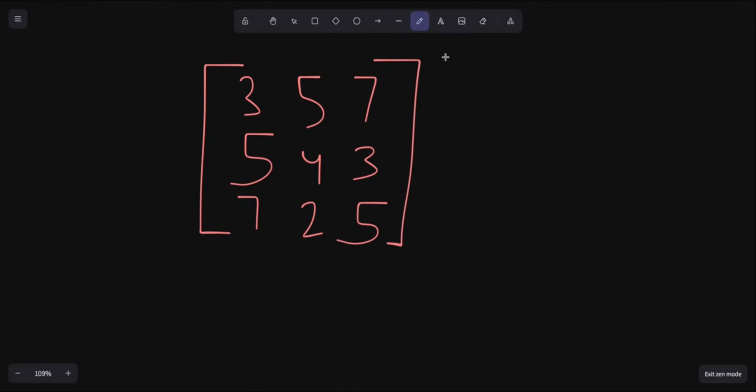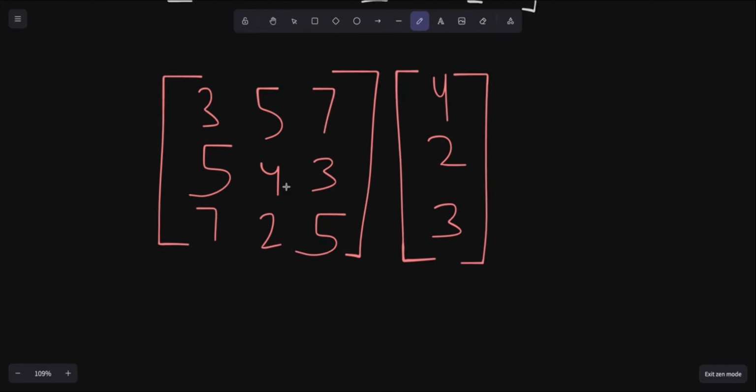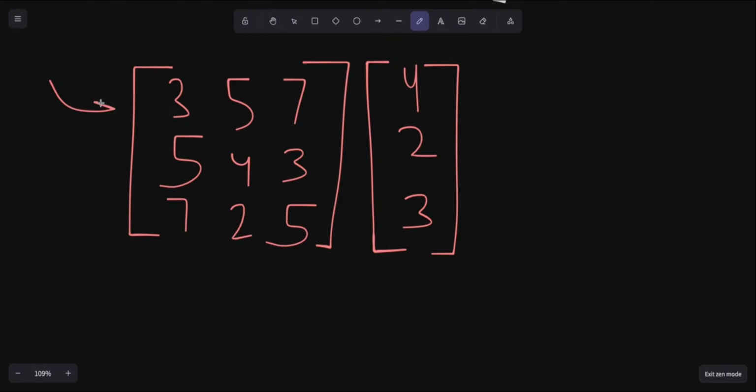Let's say I multiply this big matrix by this vector, 4, 2, 3. What you essentially do is go through the matrix on the left row by row. So this row first, then this row, then this row. Basically, it's just a dot product between the row you're looking at and the column of this vector.